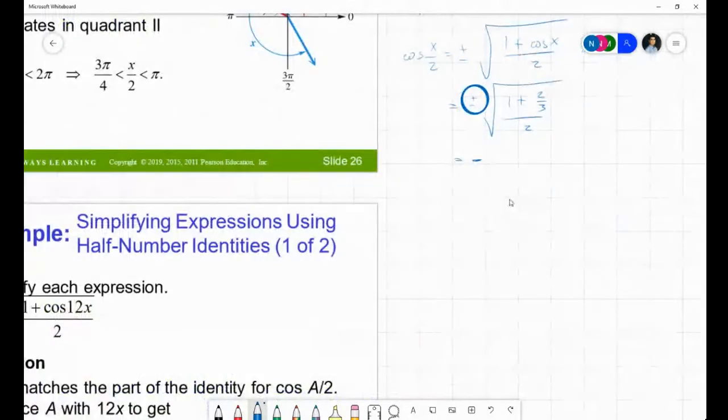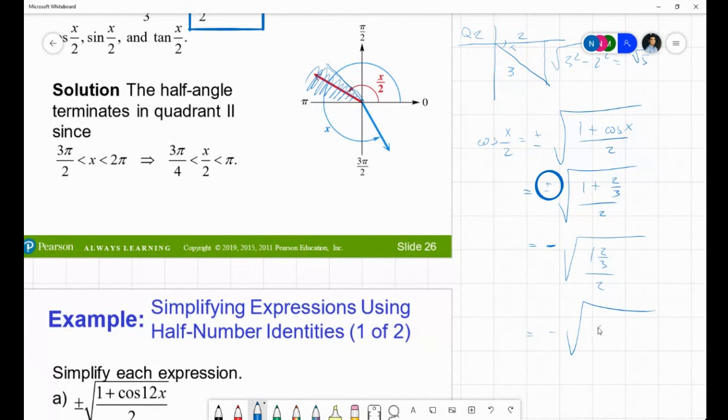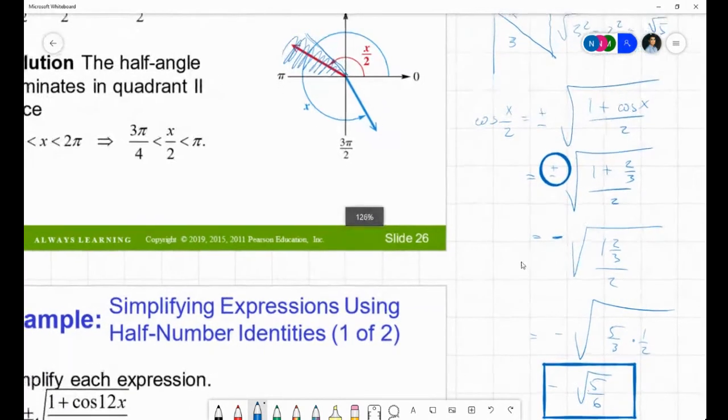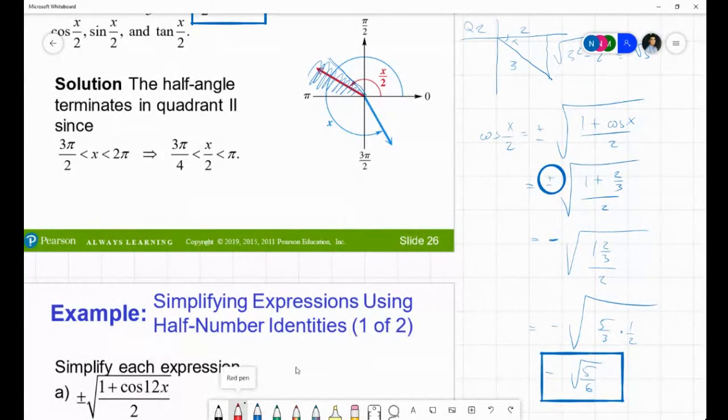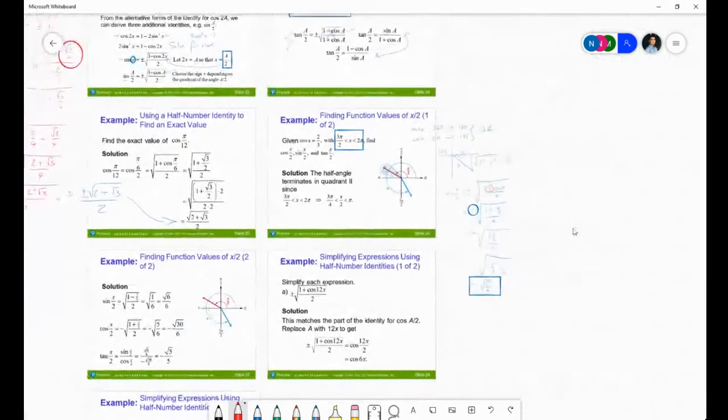You have to identify the quadrant that the half angle is in in order to determine the correct sign. If I add these together, I get 1 2/3 over 2, or 5/3 times 1/2. So negative square root of 5 over 6. And of course, I can rationalize that. It's the same thing for sine. The only thing that's different is you have to subtract. So this one right here would be subtract instead.